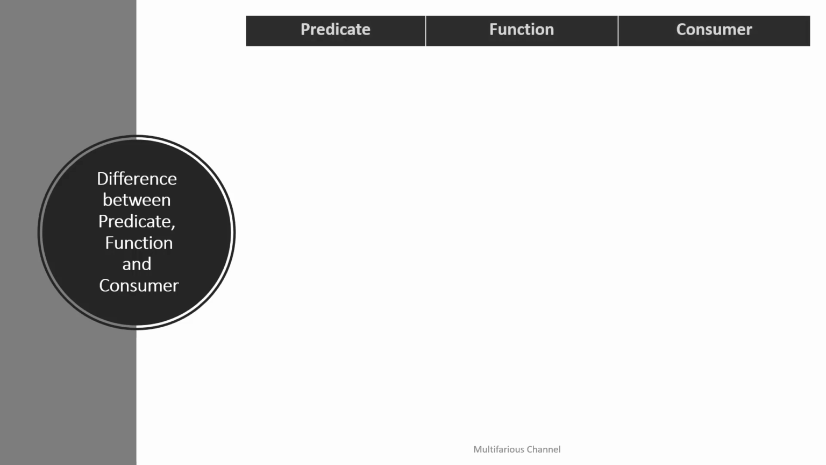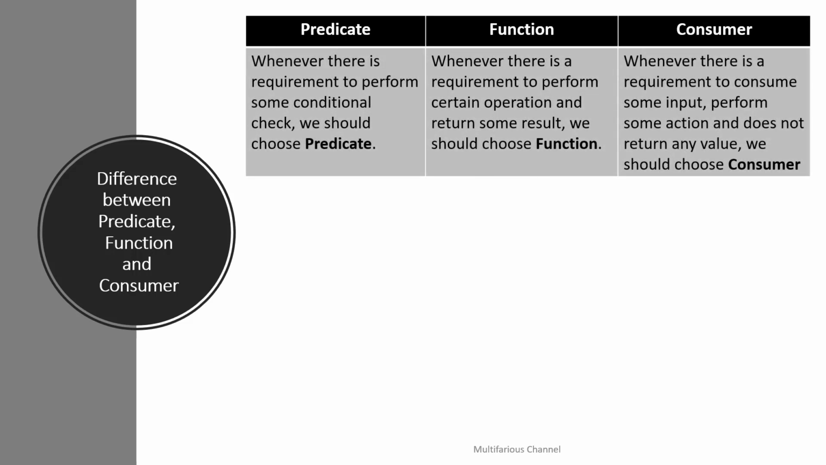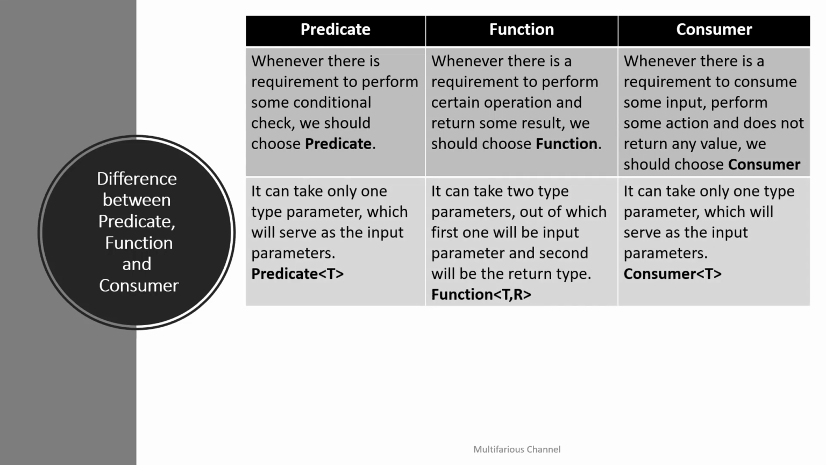predicate, function, and consumer. So, whenever there is a requirement to perform some conditional check, we should choose predicate. And whenever there is a requirement to perform certain operation and return some result, then we should go for function. Whenever there is a requirement to consume some input, perform some operation but does not return any value, then we should choose consumer. A predicate can take only one type parameter, which will be acting as the input for the predicate. So predicate is written as Predicate of T.